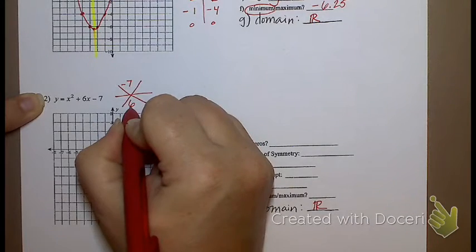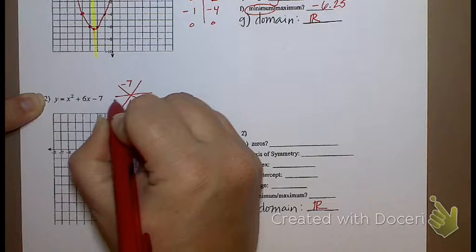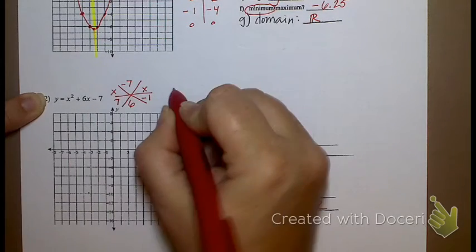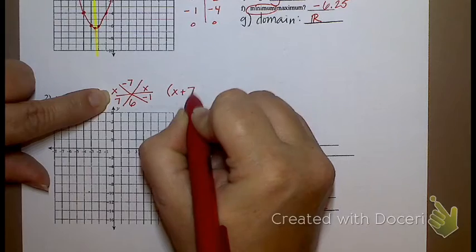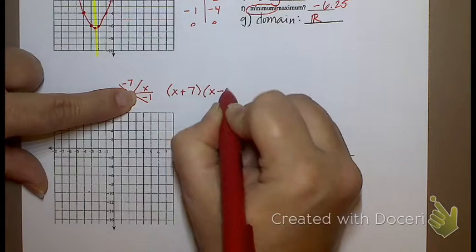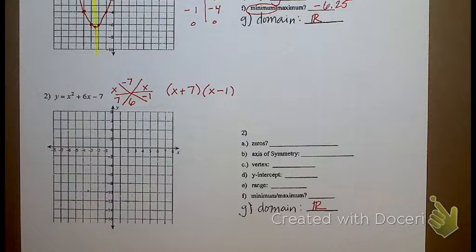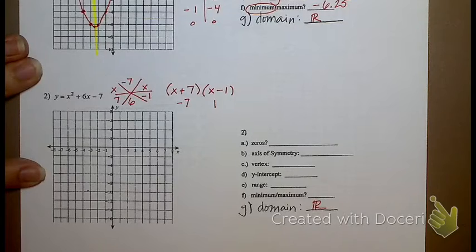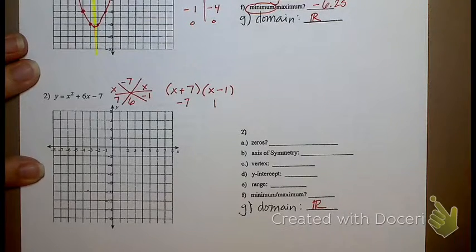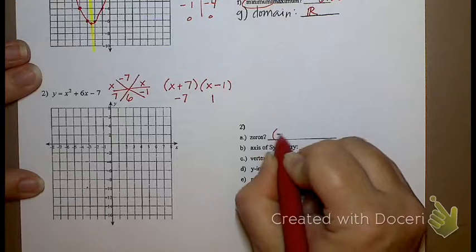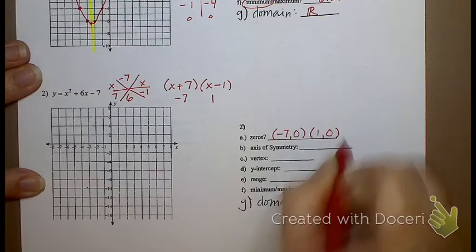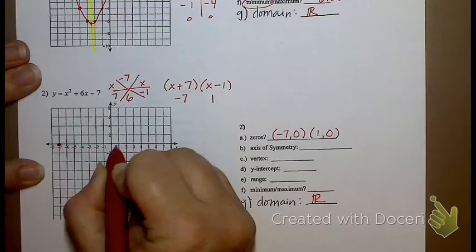Negative 7 and 6, two numbers that multiply to get negative 7 and add to get 6, I think are 7 and negative 1, yes? I put x and x, so I have x plus 7 and x minus 1. So I have negative 7 from here and positive 1 from there. You follow? So what are my zeros? Negative 7, 0, and 1, 0. So let's plot those.